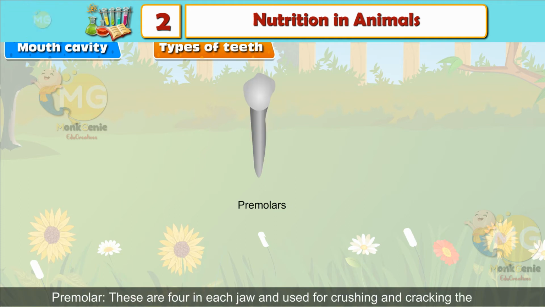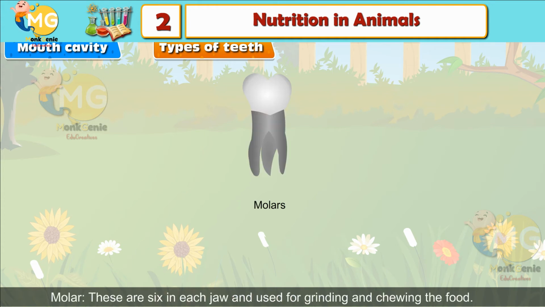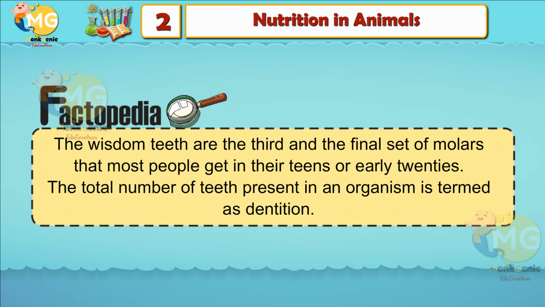Premolar. These are 4 in each jaw and used for crushing and cracking the food. Molar. These are 6 in each jaw and used for grinding and chewing the food. Factopedia. The wisdom tooth are the third and the final set of molars that most people get in their teens or early 20s. The total number of teeth present in an organism is termed as dentation.